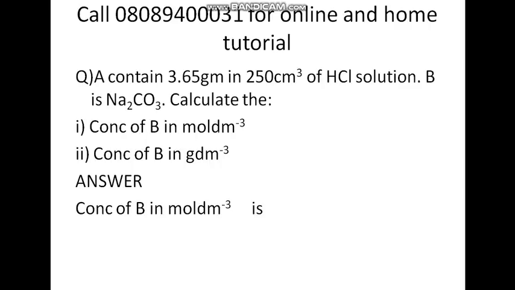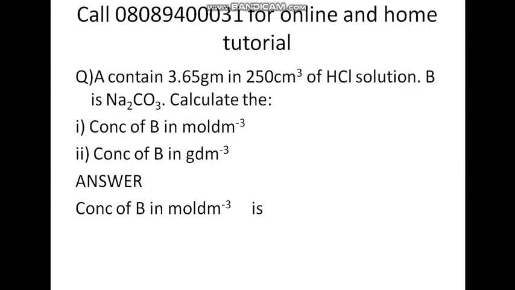B is Na2CO3 solution. Calculate the 1. Concentration of B in mole per dm cube. 2. Concentration of B in gram per dm cube. I want you to note that the average volume of acid used, that is VA, is taken as 20.50 cm cube. The volume of base pipetted, that is VB, is taken as 25 cm cube.